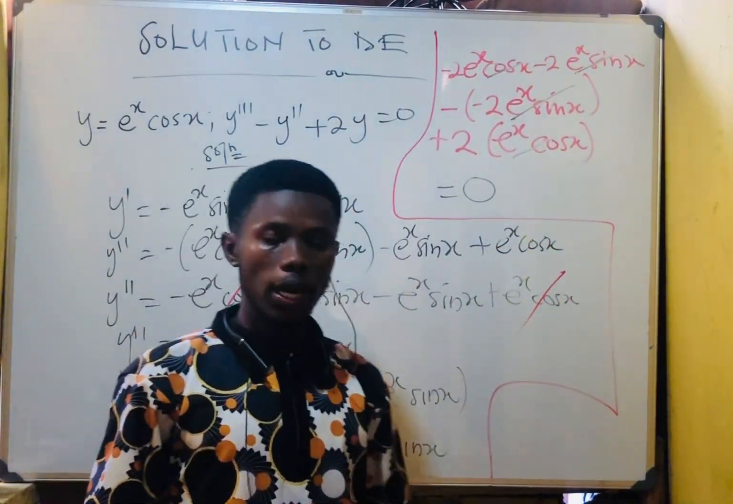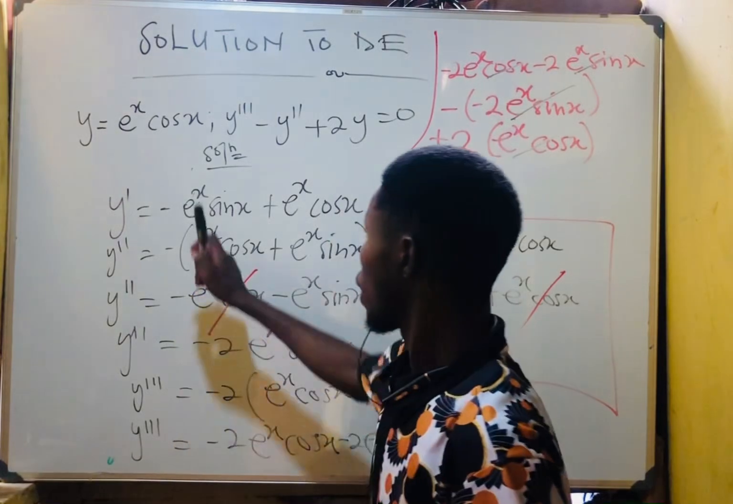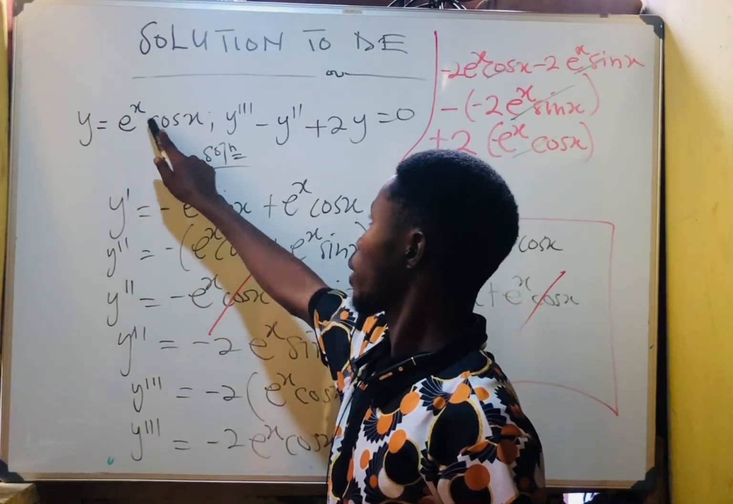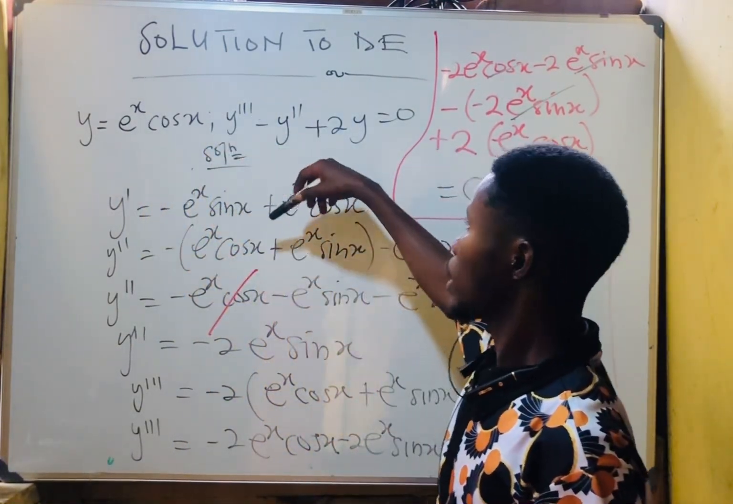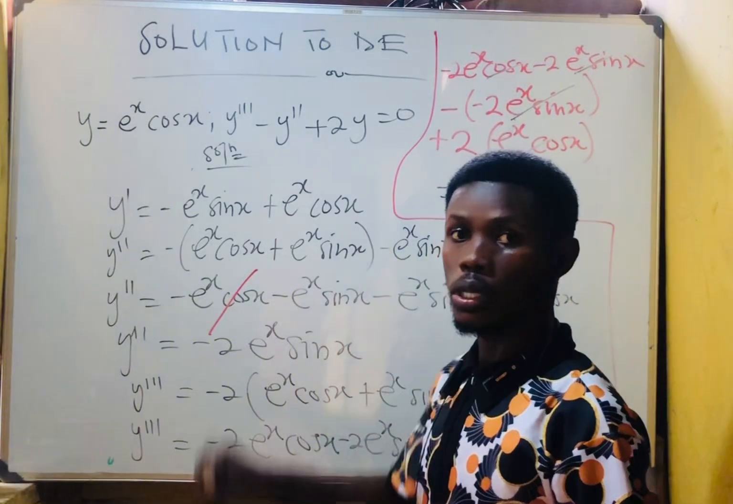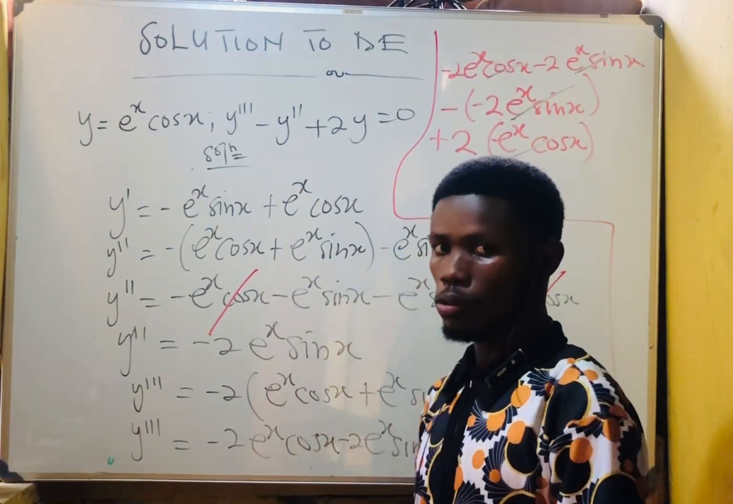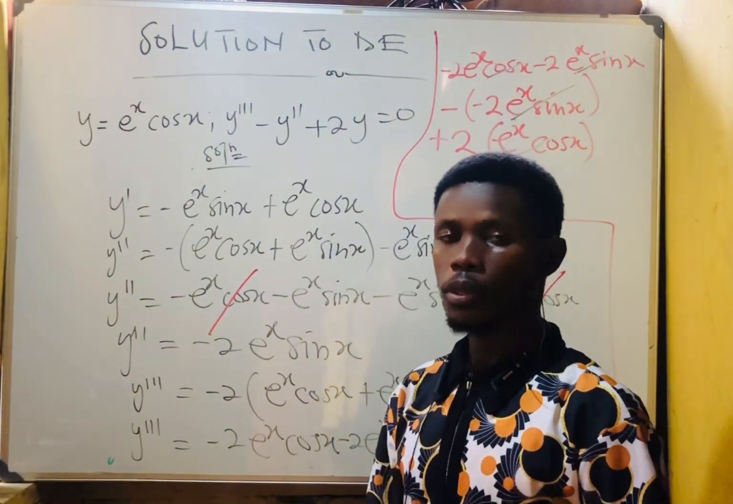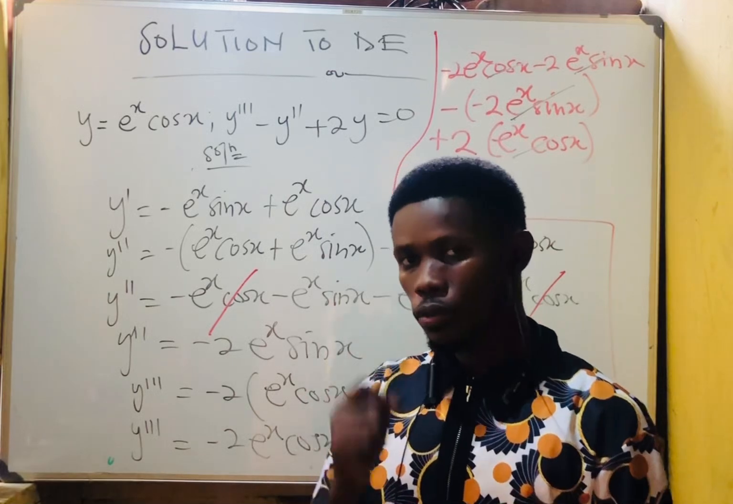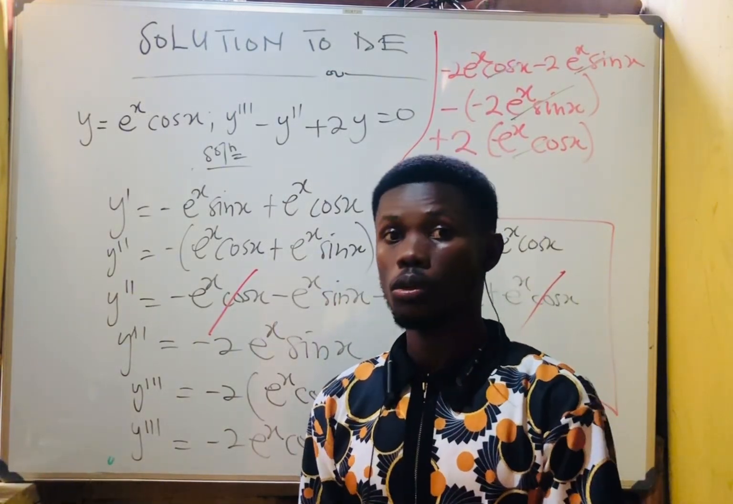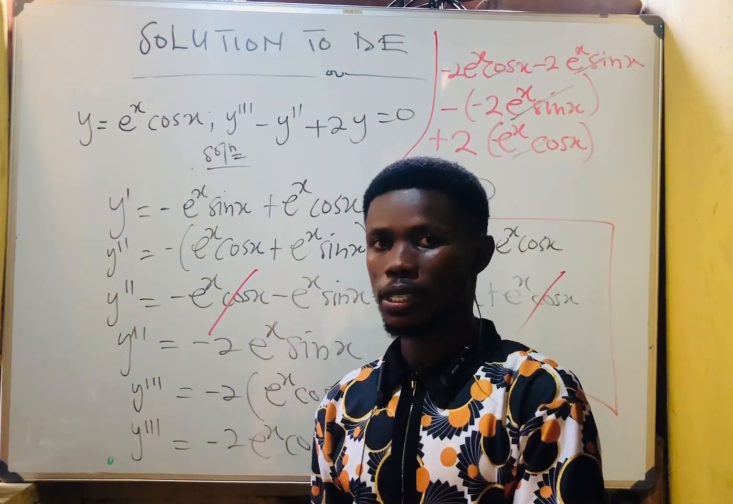So we conclude that y equals e to the power x cos x is a solution to this differential equation because it's satisfied. When we substitute it there, it's satisfied. Remember to differentiate the thing. If you don't differentiate it well, you will not get it correct.